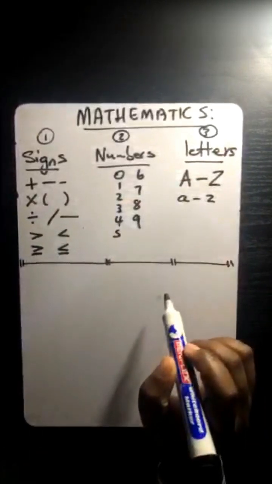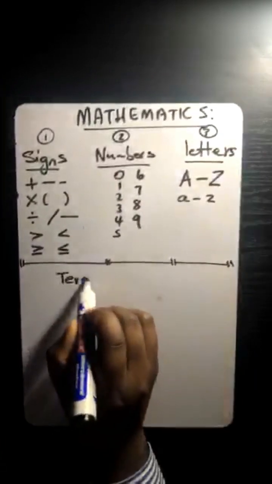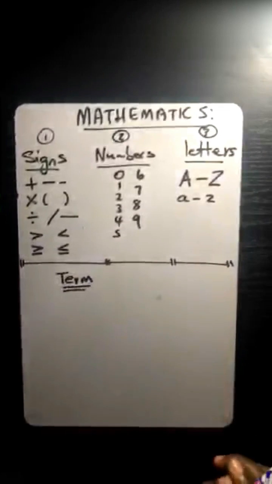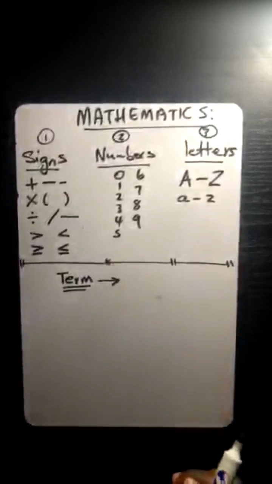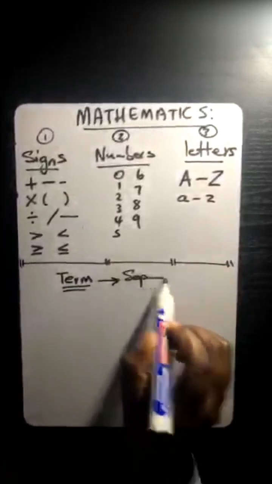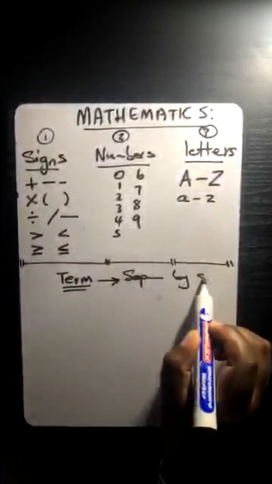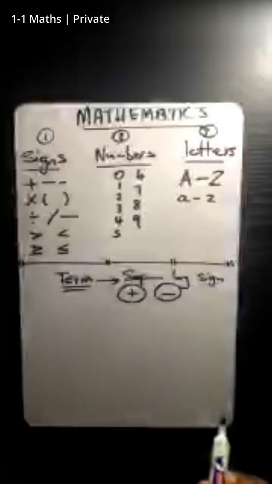So now let's maybe have a look at something called a term. It's very, very important that you remember that in mathematics there's something called a term. So how do we notice a term? A term is separated by a sign, only a sign of a plus or a minus.